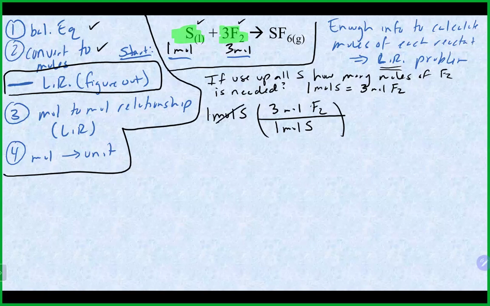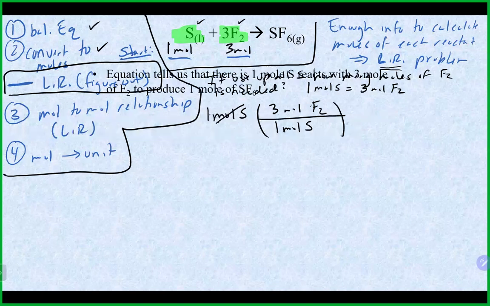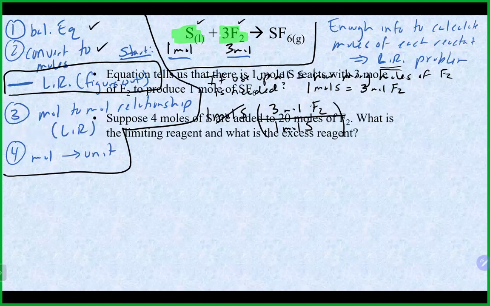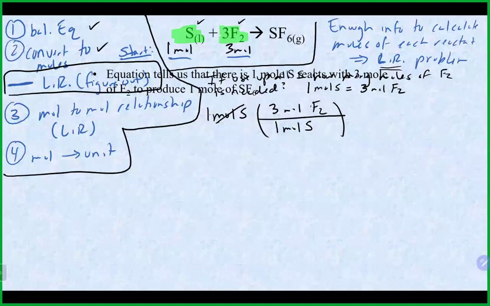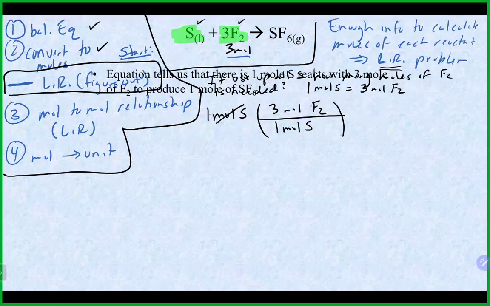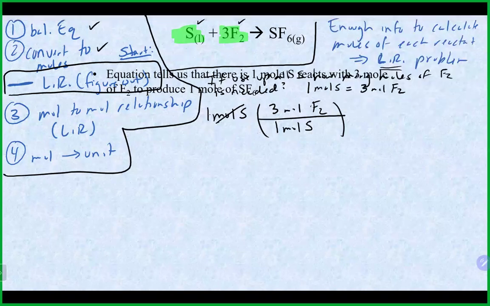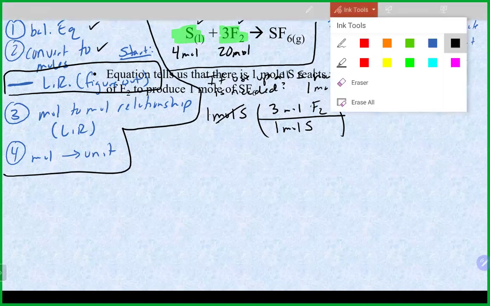Hang on 1 sec here. 4 moles of sulfur, was it? Sorry, 4 moles of sulfur and 20. I felt like those were not the right numbers. Hang on, we're going to use the actual right numbers here. Sorry. So this is 4 moles and 20. That's what we're using. All right, so this is 4 moles of sulfur we're going to start with and 20 moles of fluorine. There we go. All right, so take my calculation here.